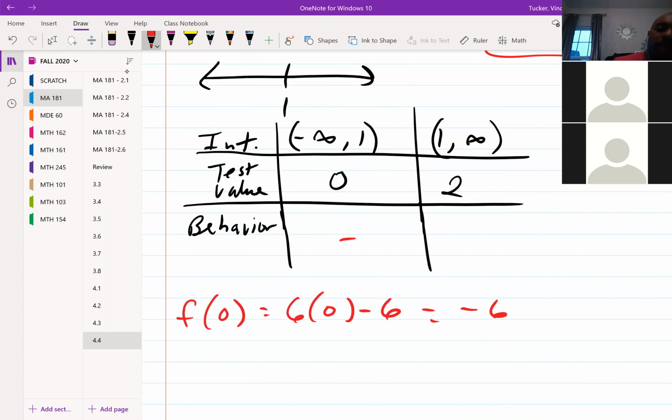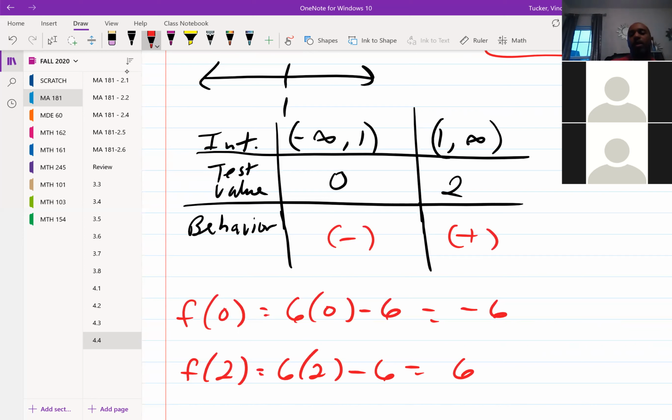Like I said, the main thing that we're looking at is the fact that it's negative. And then plugging in positive 2, that's going to be 12 minus 6, which is positive 6. And this is going to be positive. So anything I plug in on that right interval is going to give me a positive result. Anything I plug in on that left interval will give me a negative result. So that means this is going to be concave up, and this is going to be concave down.